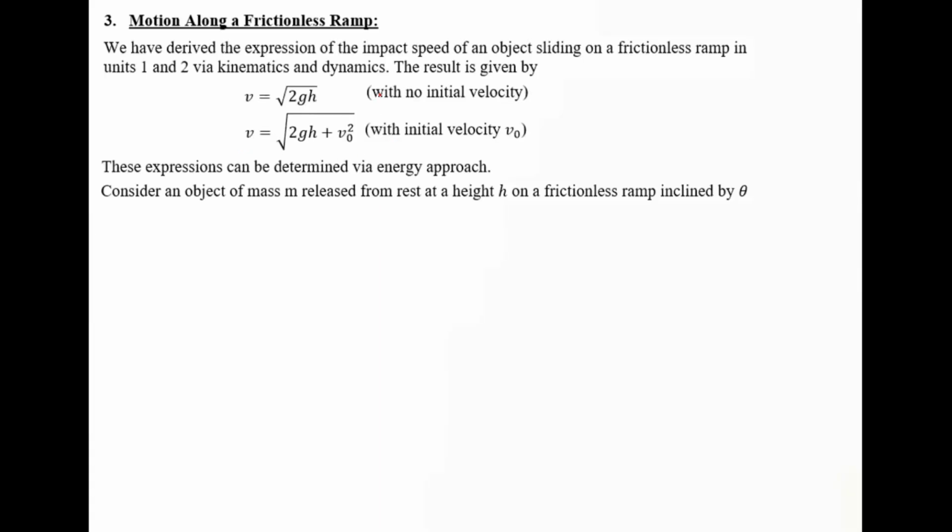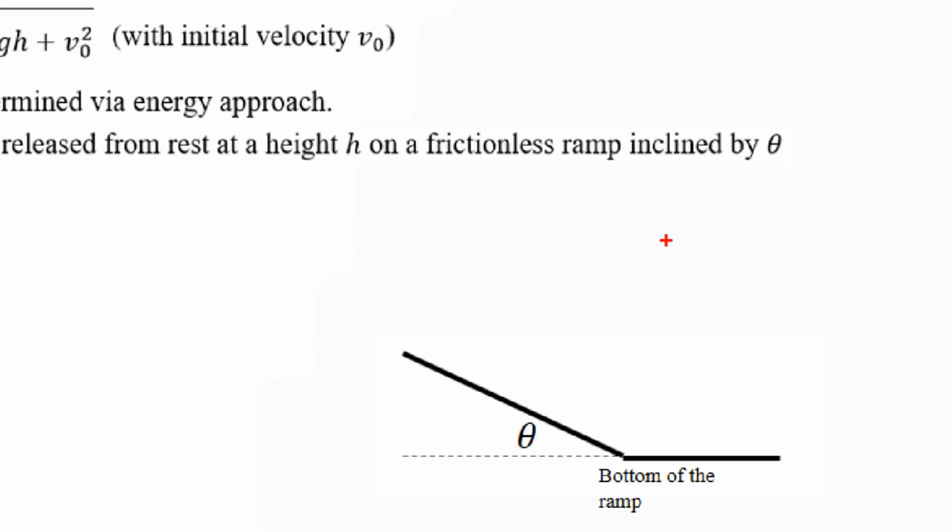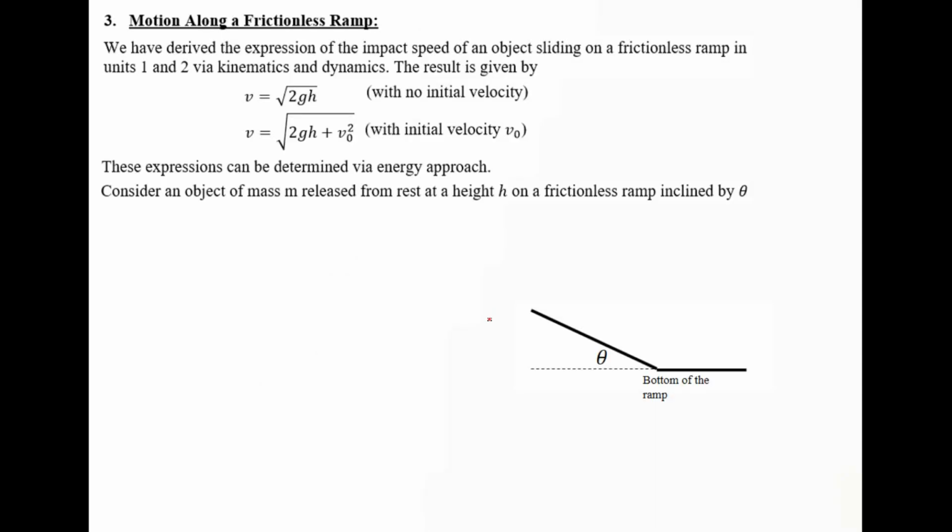Consider an object of mass m released from a height h on a frictionless ramp inclined by theta. Why have we mentioned that the ramp is frictionless? This is important because whenever there is no friction, the energy of the system will be conserved. So let's consider the initial point, which is the top of the ramp, where we have no initial velocity, and the other point, which is the bottom of the ramp, and h would be the vertical distance from top to bottom. We're interested in determining the velocity at the bottom of the ramp.